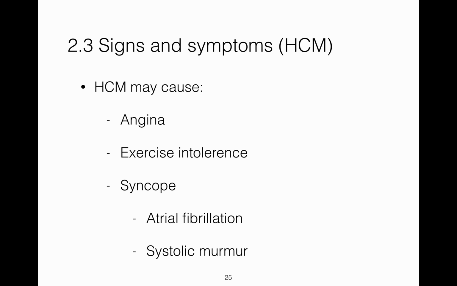Signs and symptoms. Hypertrophic cardiomyopathy may cause angina, exercise intolerance, and if obstructive, it can cause syncope. Atrial fibrillation may be a long-term result, and a systolic murmur is often heard due to the turbulent LVOT flow and also to any mitral regurgitation.